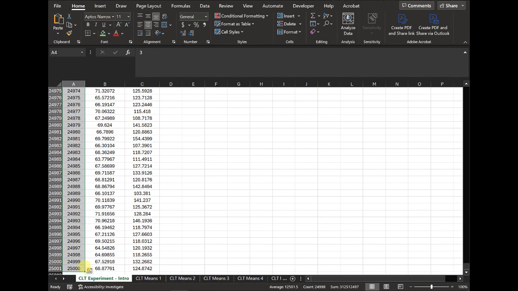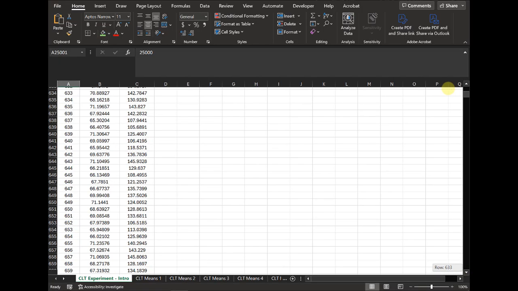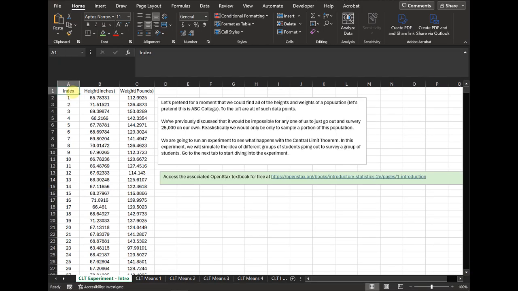So I have here 25,000 different data points from this college. For the sake of this experiment, we're going to pretend that's everybody in the population, which again is something that you usually can't get to. So we're going to run an experiment to see how the central limit theorem comes out of this, using the fact that I have my entire population's data.